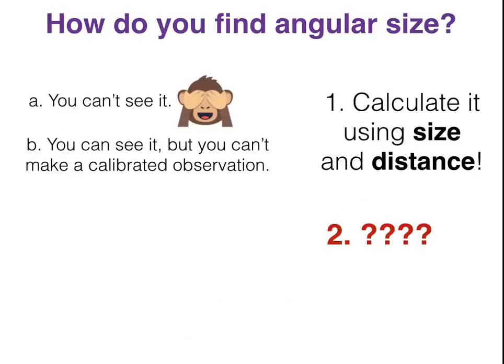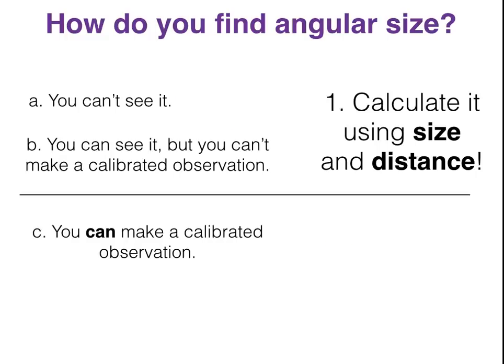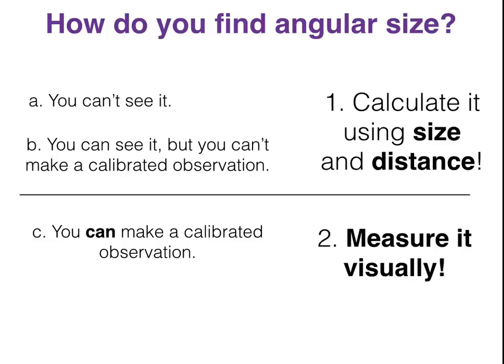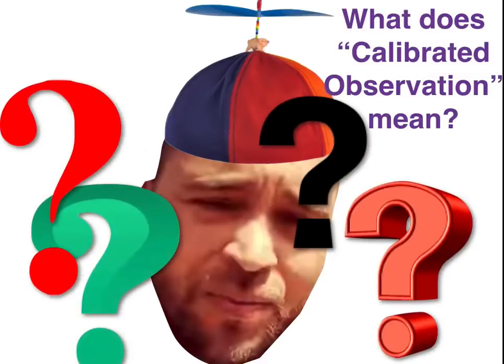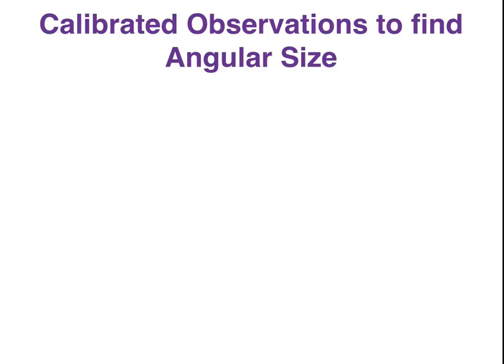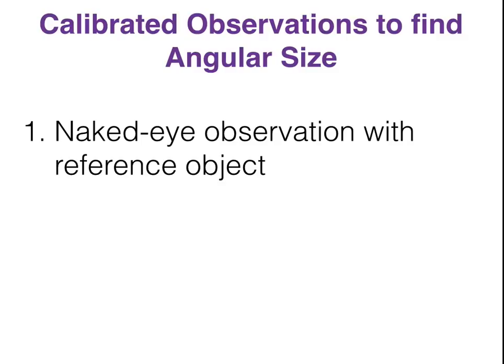So is there another method? Dr. Zack, is there another method to finding angular size? And the answer is yes. When can you use this method? Well, you can use it when you can make a calibrated observation. And if you can make a calibrated observation, you can actually measure the angular size visually. So what does this calibrated observation mean? There are 3 different ways of making a calibrated observation.